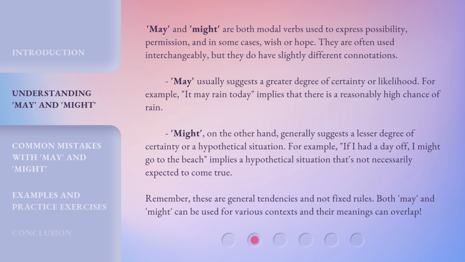Might, on the other hand, generally suggests a lesser degree of certainty or a hypothetical situation. For example, "If I had a day off, I might go to the beach," implies a hypothetical situation that's not necessarily expected to come true. Remember, these are general tendencies and not fixed rules. Both may and might can be used for various contexts and their meanings can overlap.